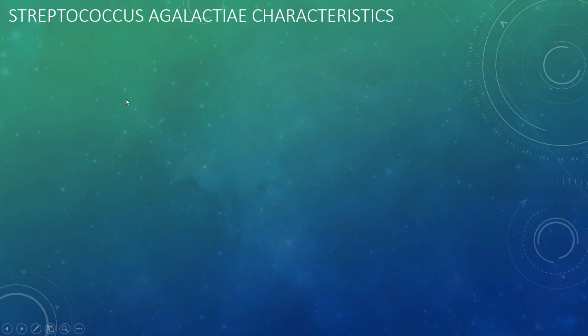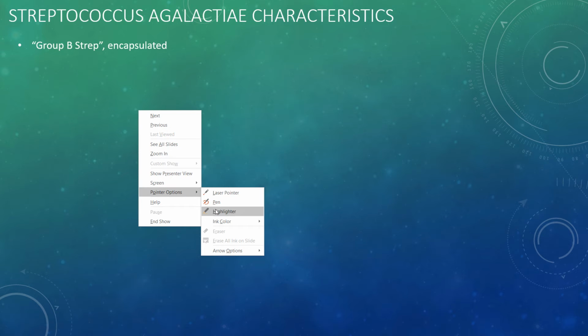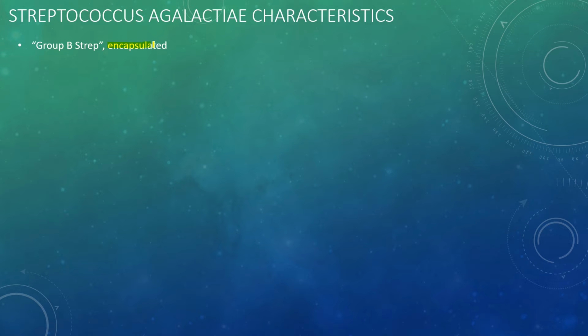Now that we've finished with Group A strep, let's move to Group B strep. So we have Streptococcus agalactiae. That's what Group B strep is. And Group B strep is encapsulated. Important feature you want to know. That's how it can evade phagocytosis, by having this capsule.